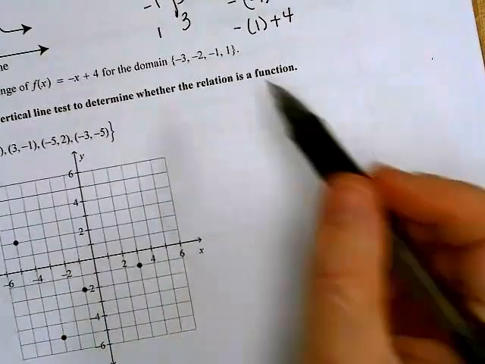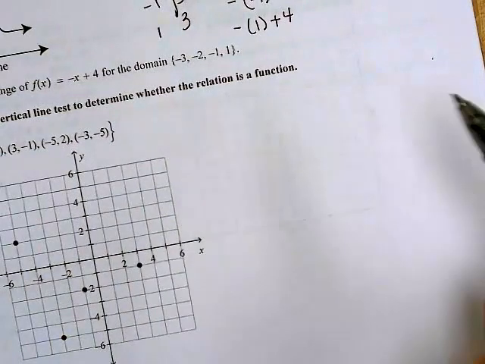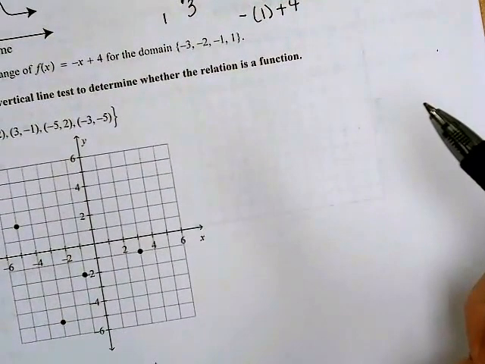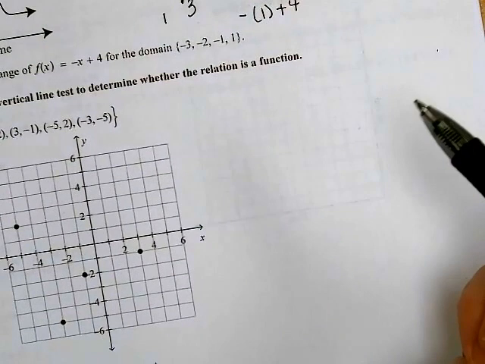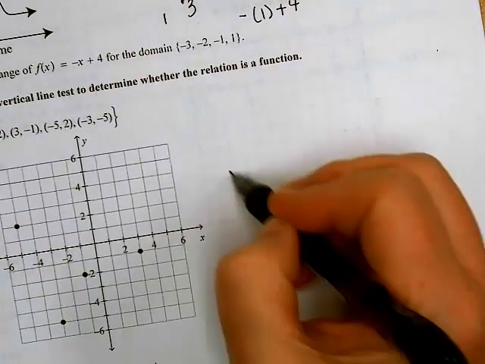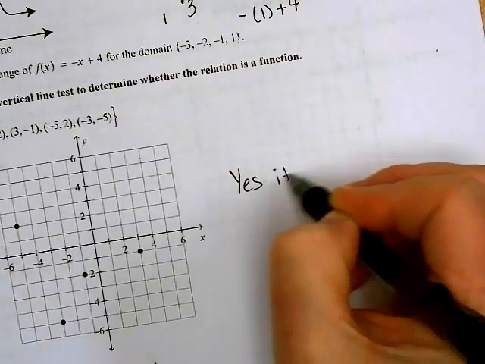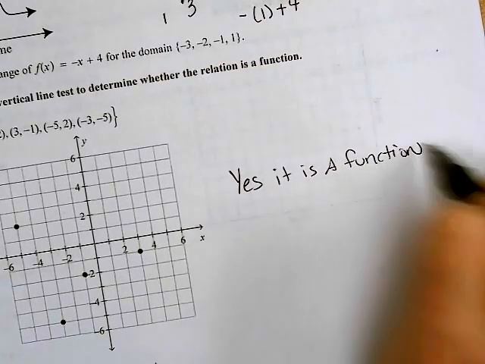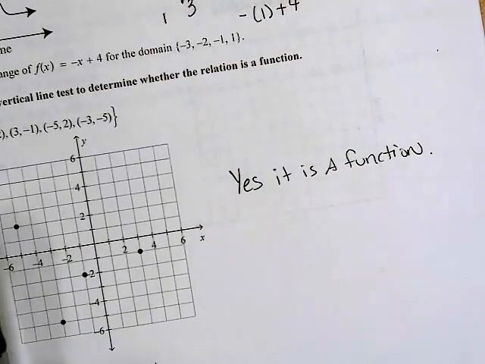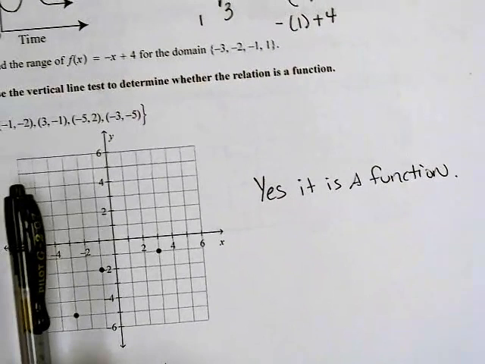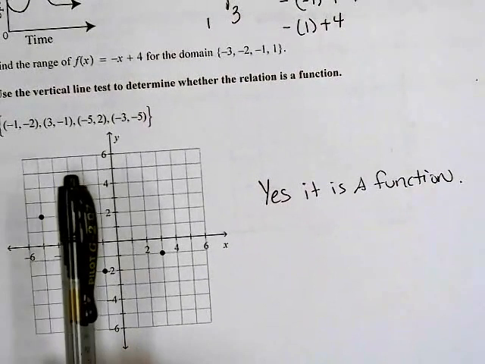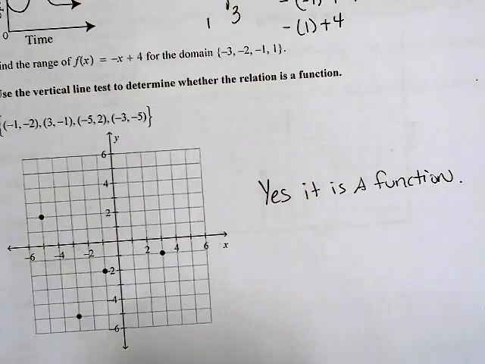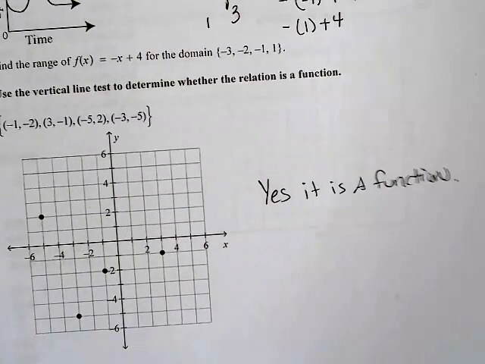Use the vertical line test to determine whether the relation is a function. What did y'all decide about this one? Yes, it is a function. If you slide a vertical line across the graph, it will not touch two dots at the same time. So it makes it a function. If it does touch two dots at the same time, it is not a function.